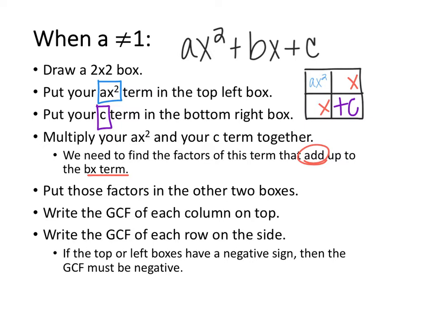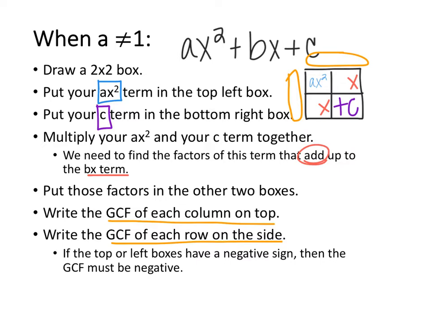Then we're going to find the greatest common factor of each column, and then the greatest common factor of each row. That's going to tell us what our factors are. We'll find the greatest common factor at the top and the greatest common factor on the side. Those are the two factors.